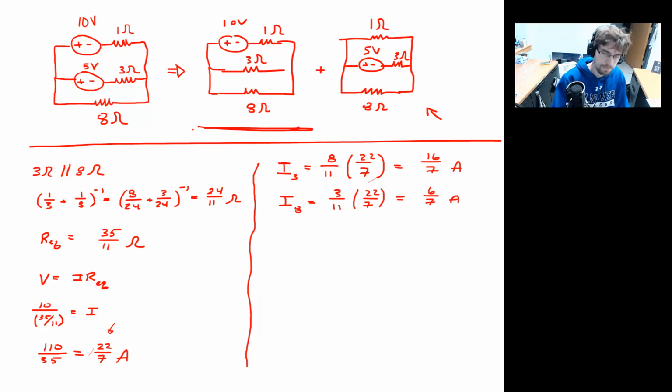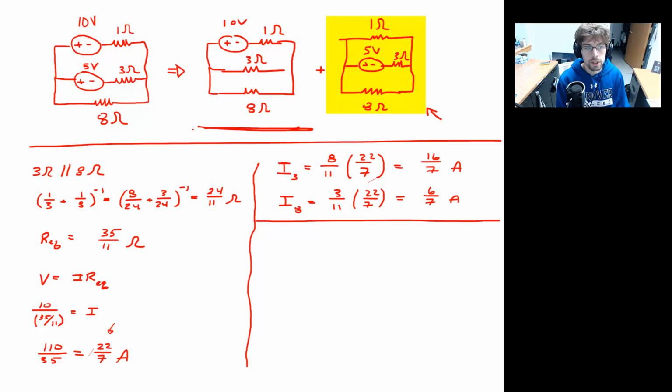You got it? Well, we probably can hack out everything we need right here. We notice that instead of the 8 and the 3 ohm resistor being in parallel, it's the 8 and the 1 ohm resistor. So we have the 1 ohm resistor parallel to the 8 ohm resistor. And so the equivalent resistance of that combination is 1 over 1 plus 1 over 8, to the negative 1.